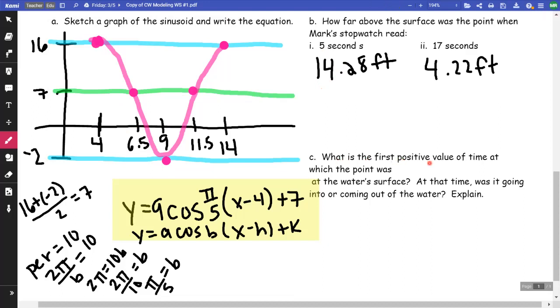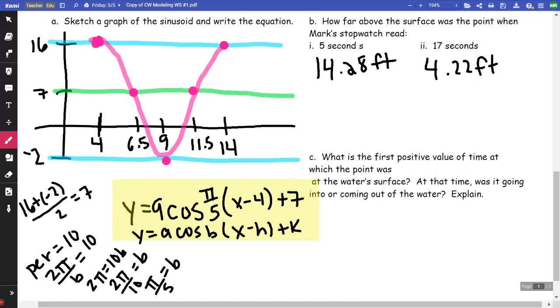Now, what is the first positive value of time at which the point was at the water's surface? At that time, was it going into or coming out of the water? Okay, so we want to know when is the first positive value of when it was at the water's surface. Okay, so for this, we basically want to know when does this equation equal 0, okay?